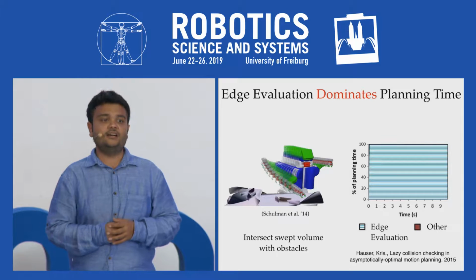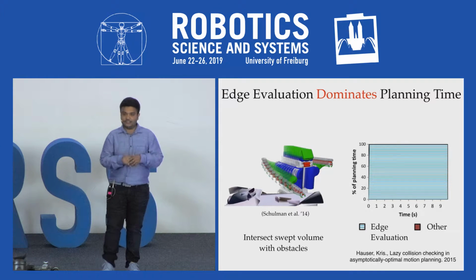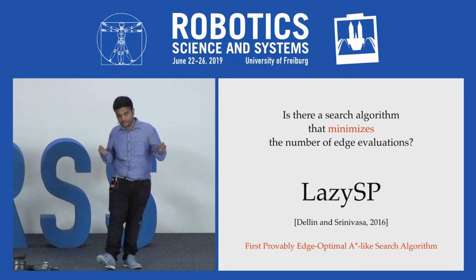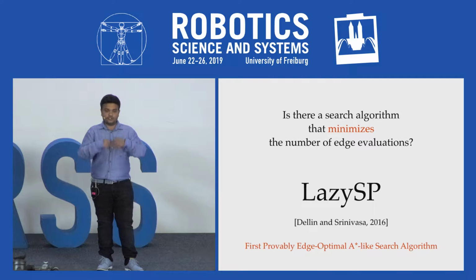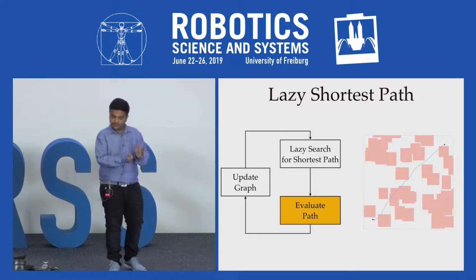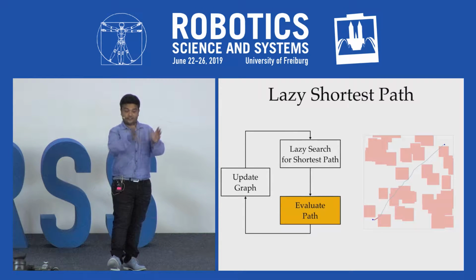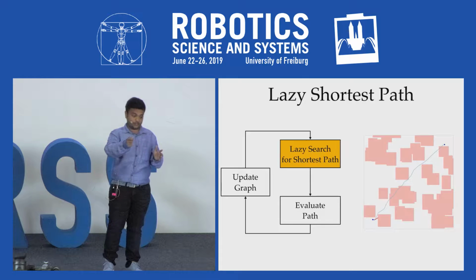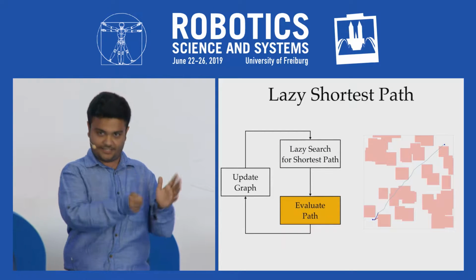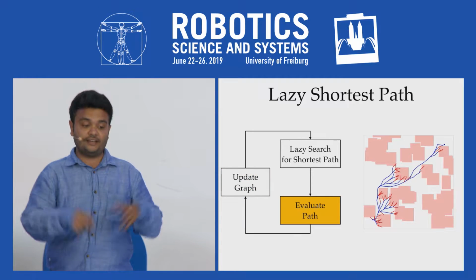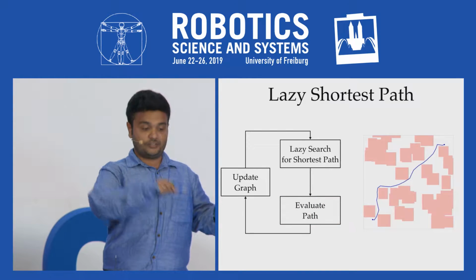So in order to address this, Dellin and Srinivasa present the LazySP class of algorithms, which try to explicitly minimize the number of edge checks by taking the concept of lazy search to its limit. And it works as follows. You start off by doing a lazy search for the shortest path without evaluating any edges at all. Then you start evaluating it using some heuristic, say the first edge on the path, till you find something that's in collision. And then you update your graph with this new information, and do another lazy search with this updated graph. You use your heuristic again, selecting edges on the path till you find something else that is in collision, and you continue this process till you finally end up with a collision-free path from the start to goal that you've evaluated.